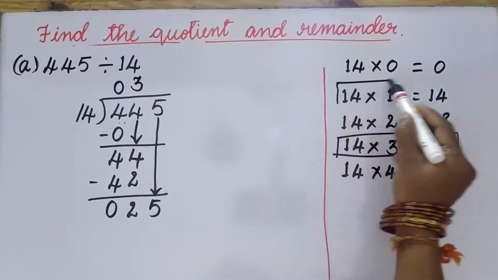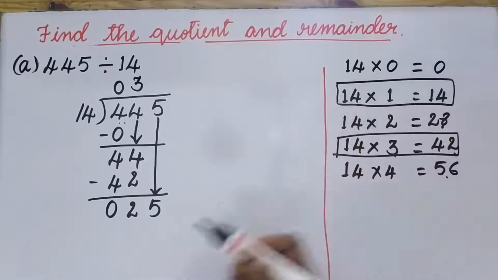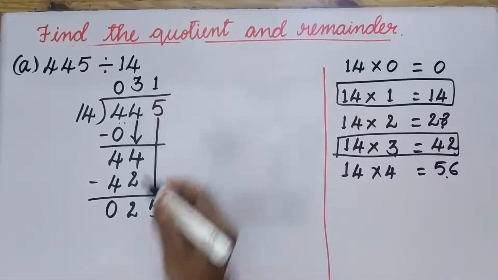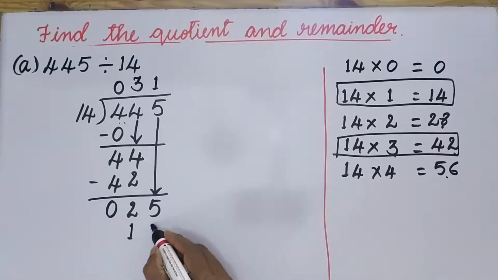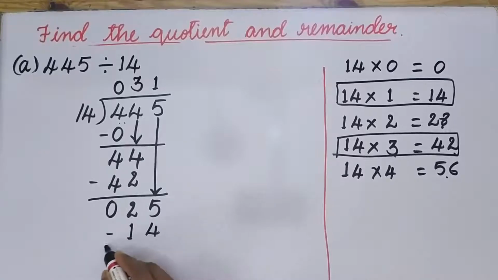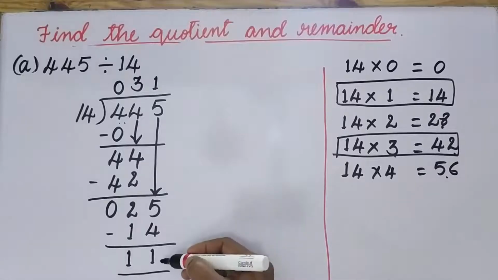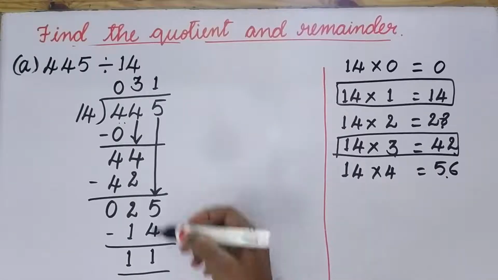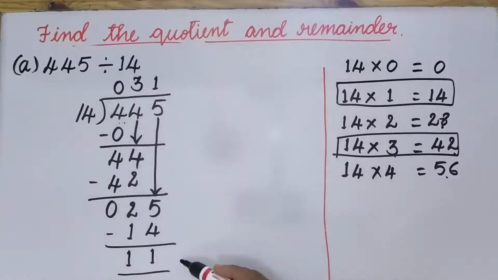So we should go back. Then 14 ones are 14. We do get here, okay, this minus sign is important. Then 5 minus 4 will be 1. 2 minus 1 is 1. As we know, when the remainder is smaller than the divisor, there we need to stop solving.